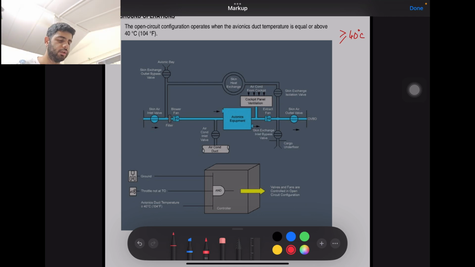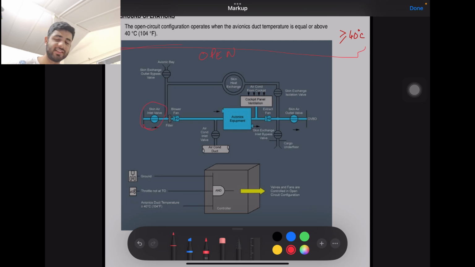Avoid this top half, let's focus on this bottom part. This is called open configuration. So what is the open circuit config? In the open circuit config, you will notice the skin air outlet valve. First let's just talk about all the valves present and what it looks like.